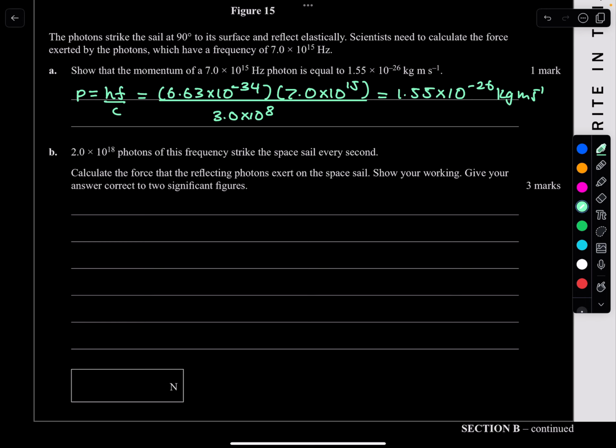2.0 times 10 to the power 18 photons of this frequency strike the space sail every second. Calculate the force that the reflecting photons exert on the space sail. Show your working out. Give your answer correct to one decimal place.